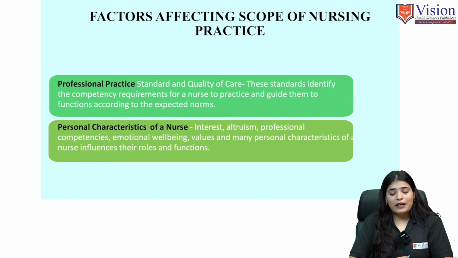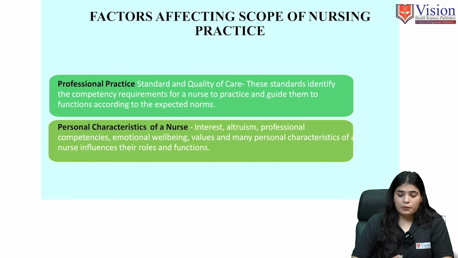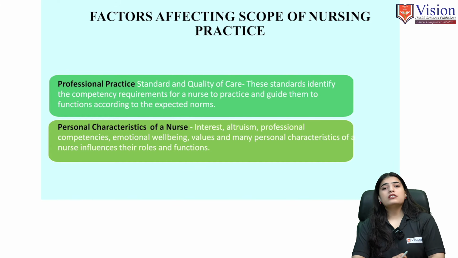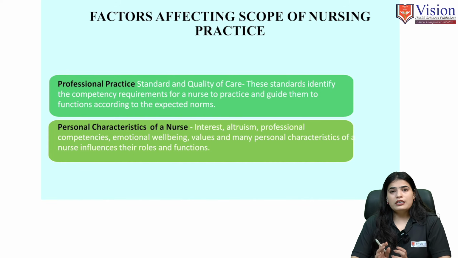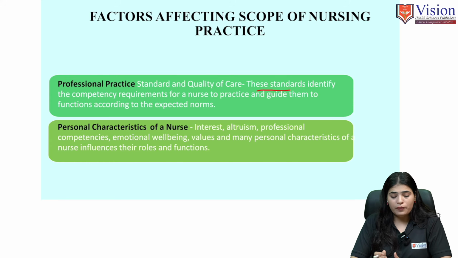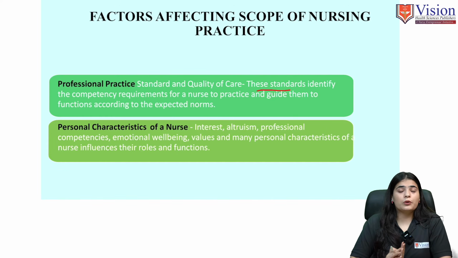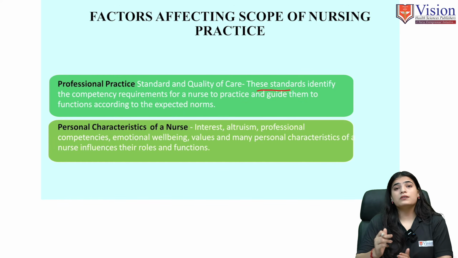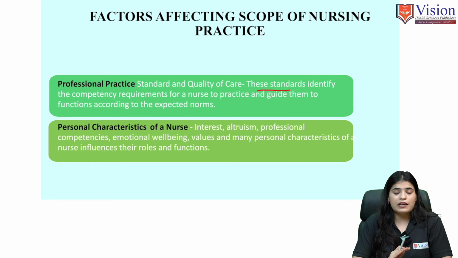And another factor which is affecting the scope of nursing practice is professional practice. Okay, the standards and the quality of care. So there are some standards, there is some quality of care that has been decided by the regulatory bodies, and nurse has to fulfill those. Okay, and personal characteristics of a nurse. Obviously, we are talking about the codes of ethics, we are talking about the legal parameters, but there is another thing, that is the personal characteristics.